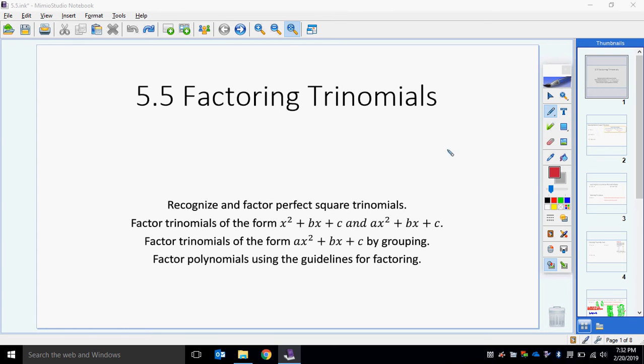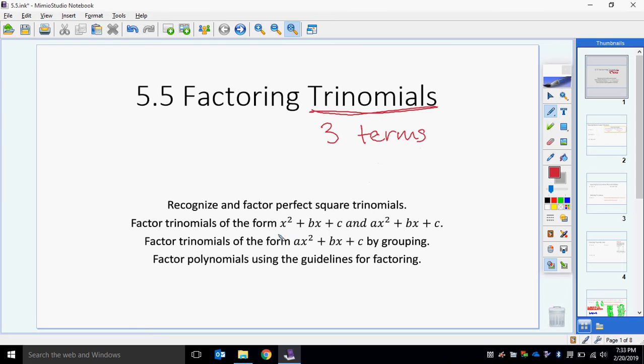Welcome to 5-5 factoring trinomials. So this is the section that you're going to turn to in your notes when you have a trinomial. Remember, trinomial means three terms, a three-term polynomial.